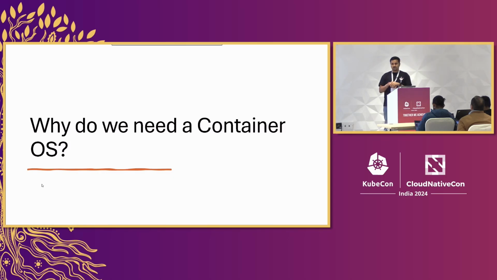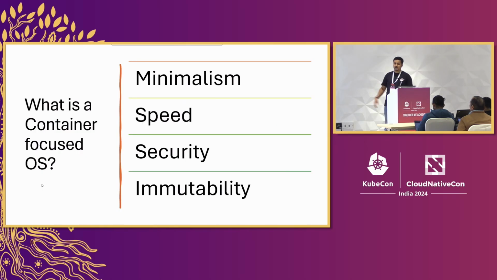Now, why do we need container OS? As I mentioned, to follow the immutability factor, around 5-6 years back there was an uptake in the number of containers getting used in the industry. So on the OS side of things, people started to build an OS very specific to cater to the needs of the infrastructure. The functionality of a container OS is primarily around the 4 pillars, which are minimalism, speed, security, and immutability.